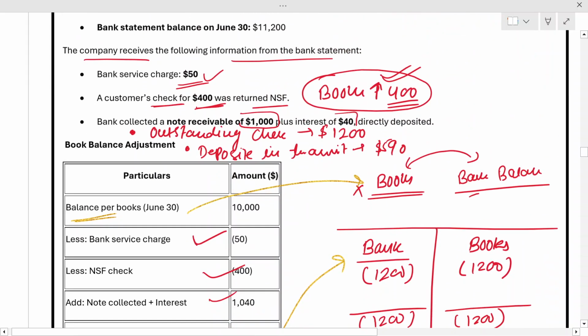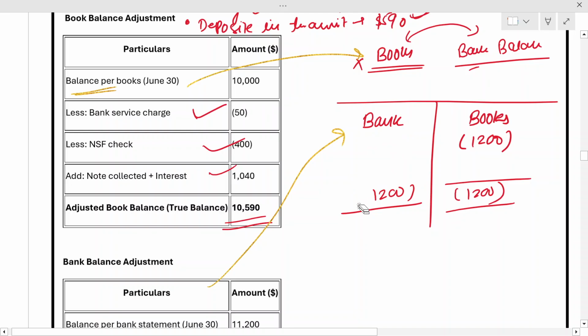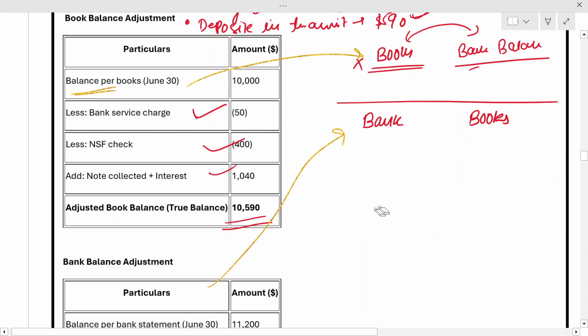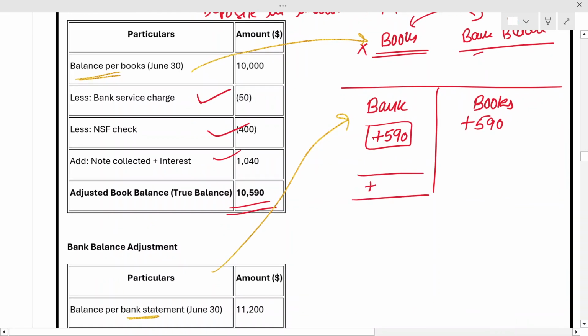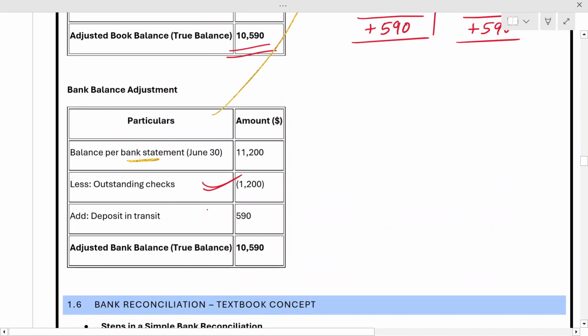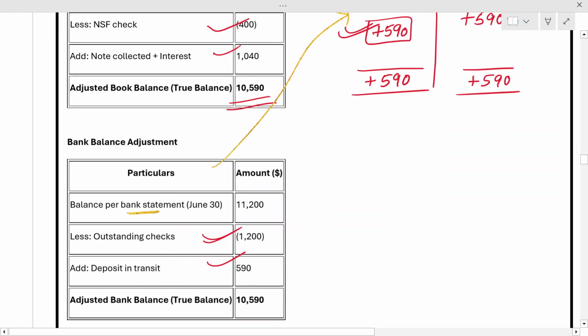After that, deposit in transit of $590. What does this mean? Deposit in transit means that in your books of accounts you have added this $590 because you are going to get that money, but in the bank it is not showing right now. So you will say I will be adding $590 here, making both of these numbers 590 here as well. So you will be adding this 590 here as a deposit in transit, and finally both of your true balances will match with each other.